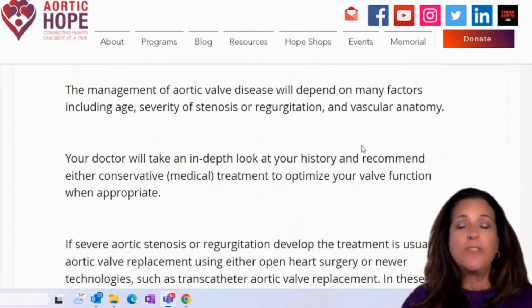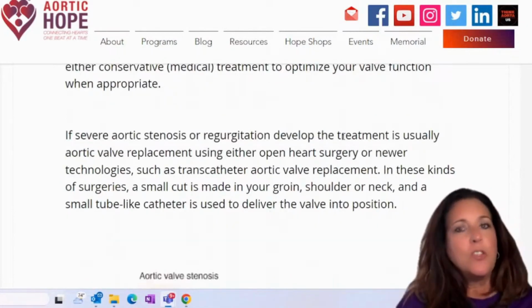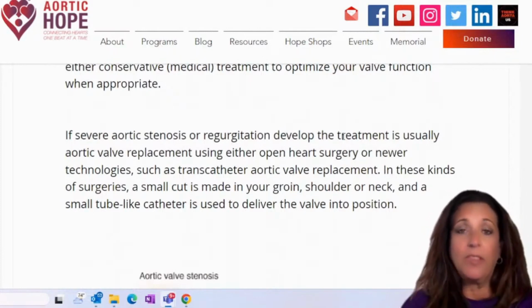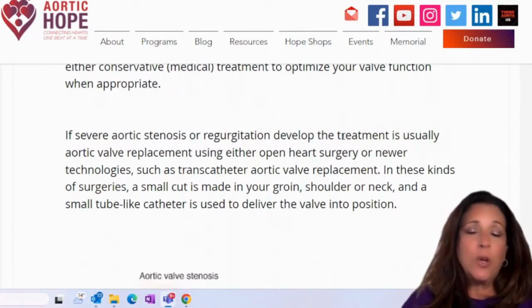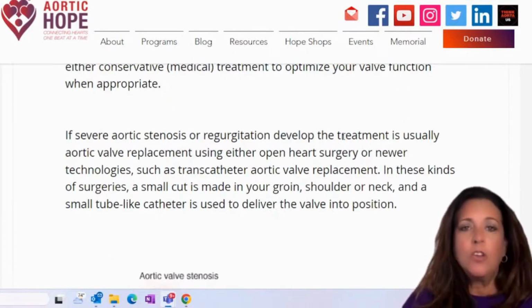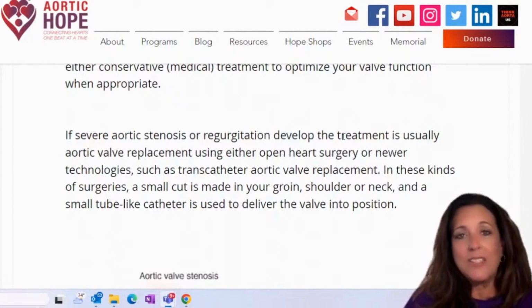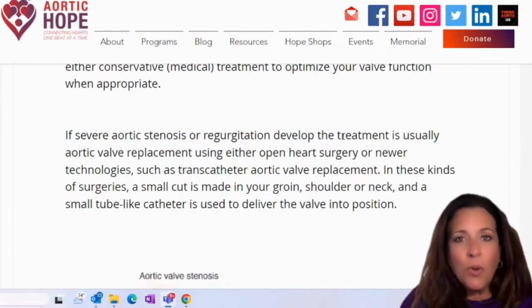But if severe stenosis or regurgitation develops, the treatment is usually aortic valve replacement. Okay, and that could either be through open heart surgery or newer technologies such as a transcatheter aortic valve replacement, or TAVR. In these kinds of surgeries, a really small cut is made in your groin, your shoulder, or it can be in your neck, and a small tube-like catheter is used to deliver and deploy this aortic valve.